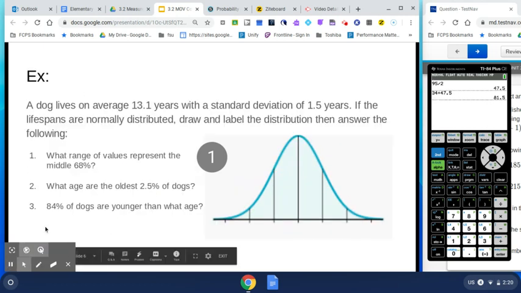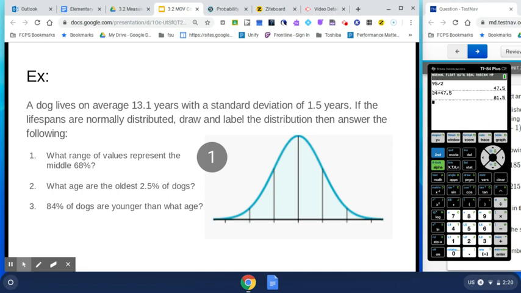Okay, taking a look at another example together. This example says a dog lives an average of 13.1 years with a standard deviation of 1.5 years. If the lifespans are normally distributed, draw and label the distribution, then answer the following. Okay, so first of all, we're going to label this distribution.